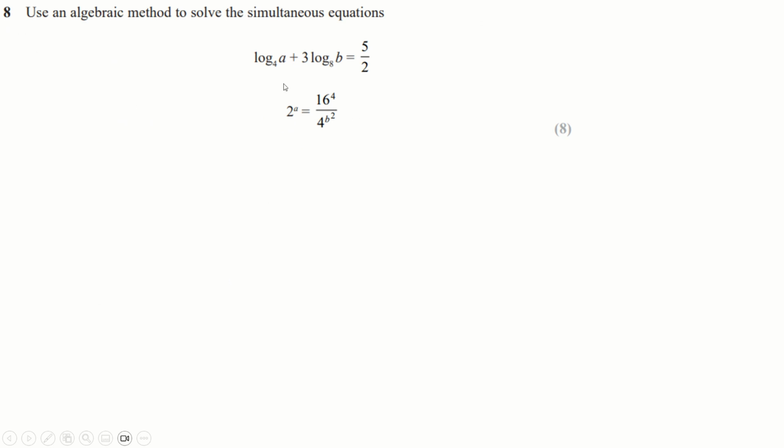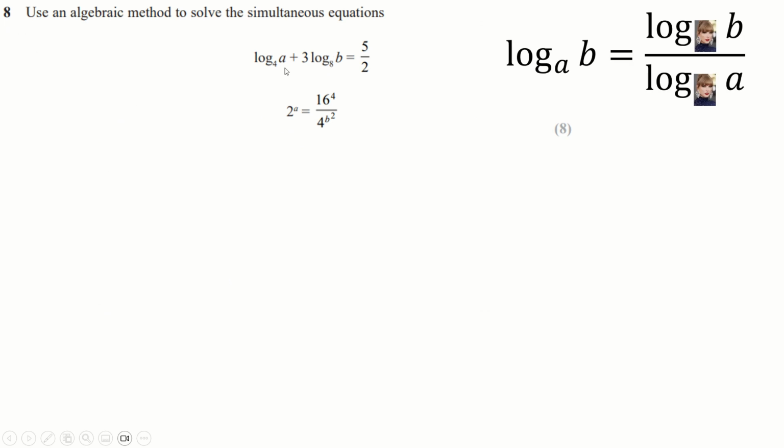This is a really interesting question here. As soon as you have logs of different bases, you need to use the law for change of bases, which is that log to base a of b is log to base whatever you want of this one b over log to base whatever you want of this one a. We're going to use that, but first I'm going to think about this one here.